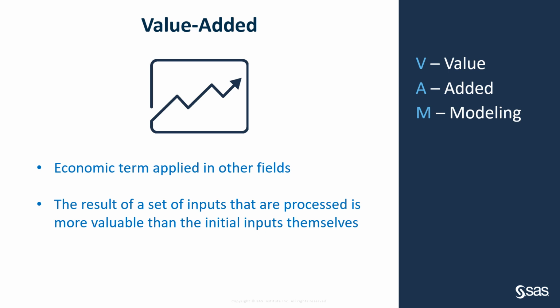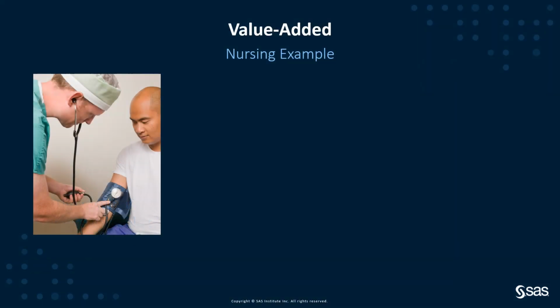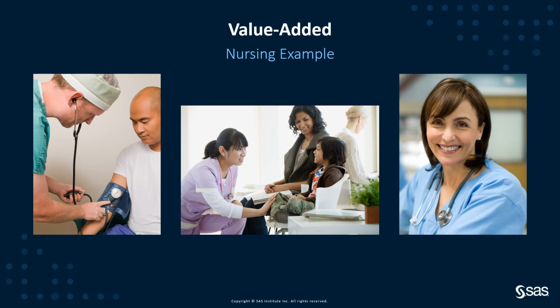Let's think through some real-world examples of value added in various contexts to make this clearer. A real-world example of value added can be found in the healthcare field. Patients benefit when nurses are highly effective because they are less likely to have adverse outcomes or be readmitted to the hospital after release. Hospitals also benefit when nurses are highly effective because of lower costs of care.